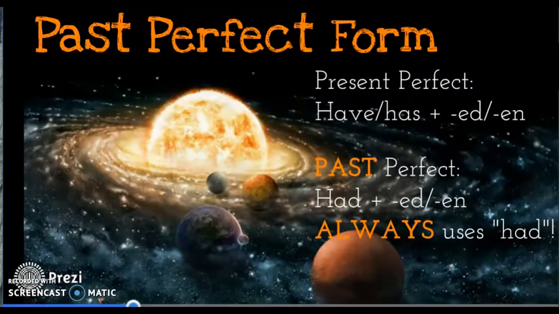Now that we have reviewed the participle, we will look at how the past perfect tense is formed. While present perfect tense uses have or has plus ed or en, past perfect uses had. Remember, past perfect always uses had.